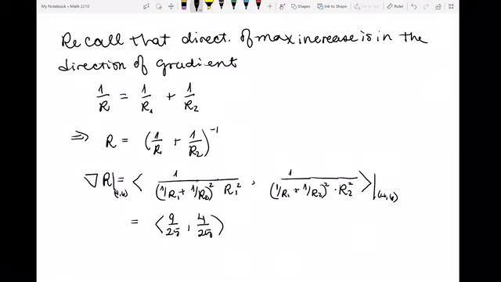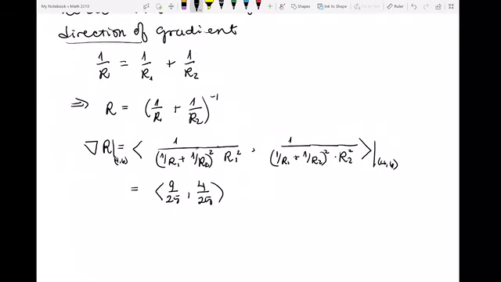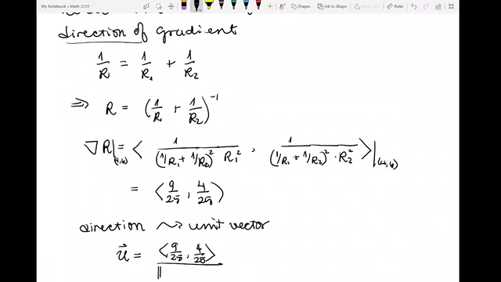So now remember, I'm talking here about the direction of the gradient, and what I've calculated here is the gradient. So if I want direction, I need a unit vector. So direction, remember, implies we need a unit vector. This is not of unit length though. So let's find the length of this vector and then divide this vector by its length so that we get a unit vector. So u, our unit vector in that direction, will be equal to 9 over 25, 4 over 25, divided by the norm or the length of the vector.